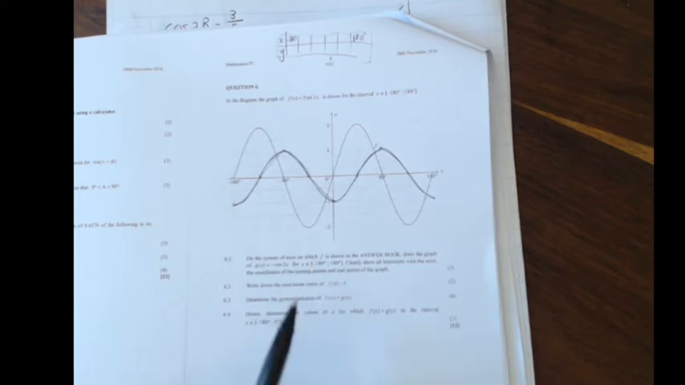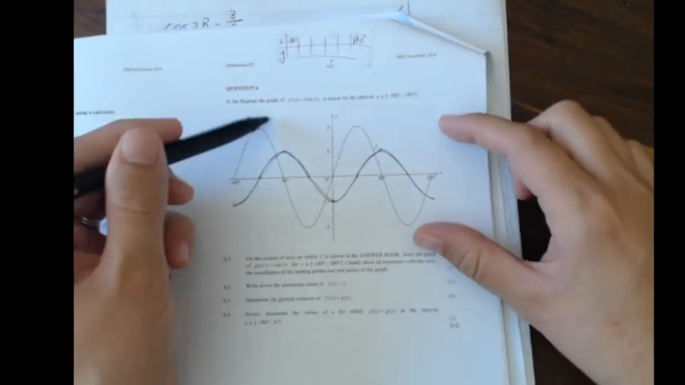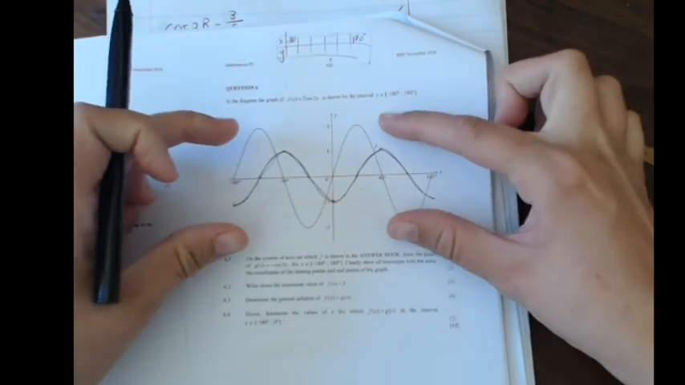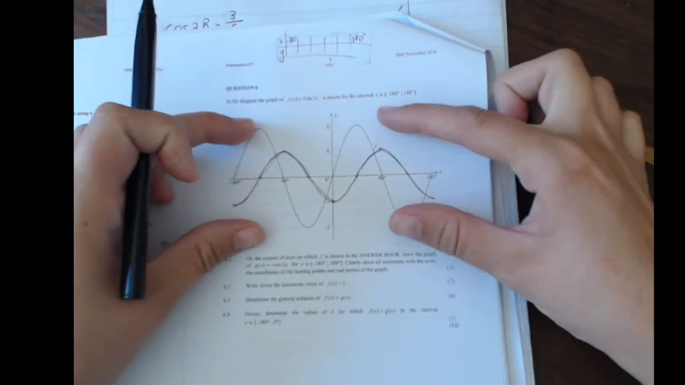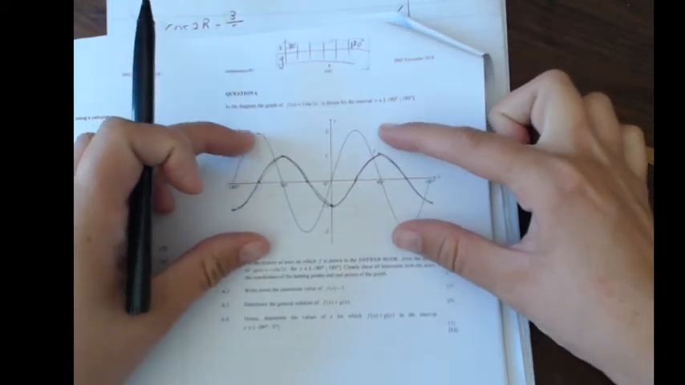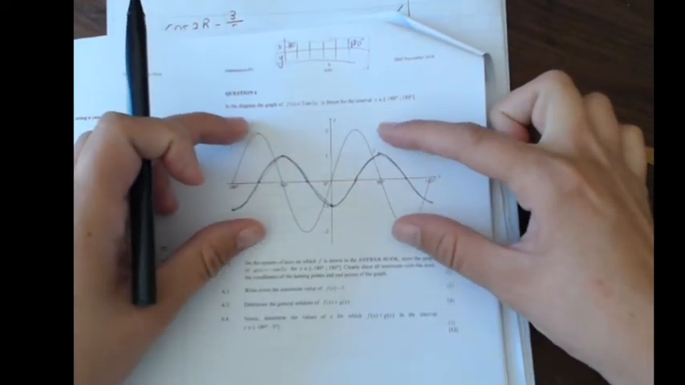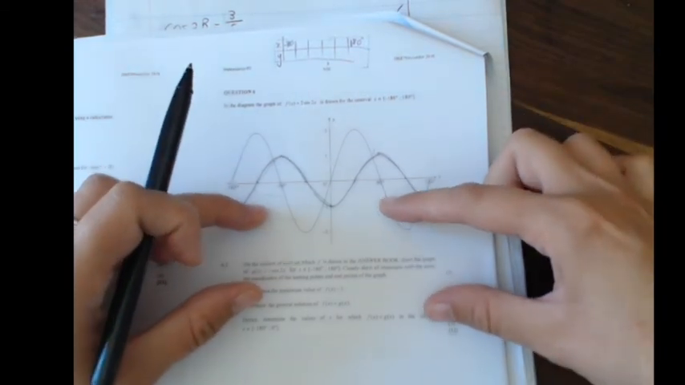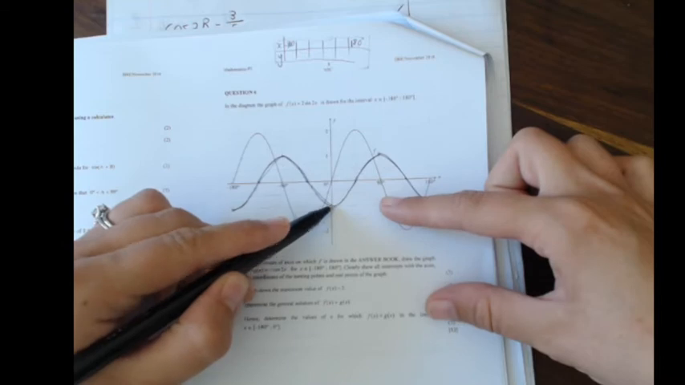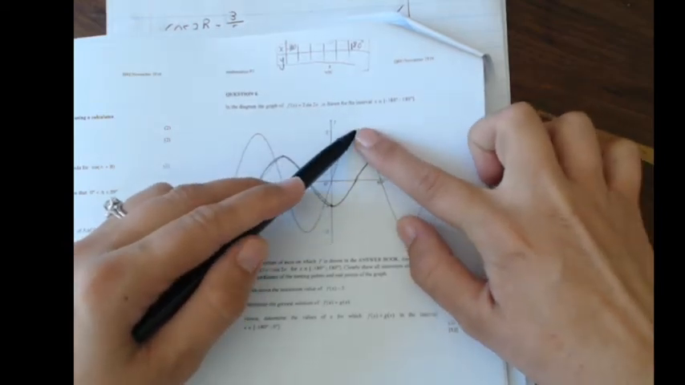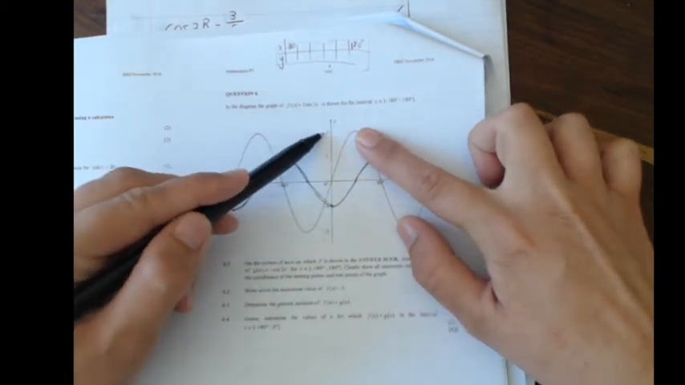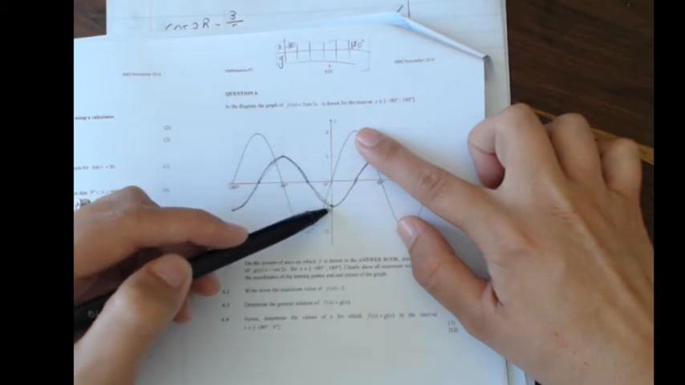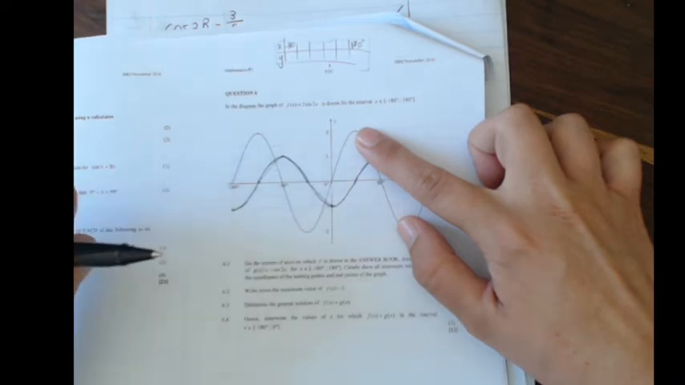So there's my sketch. Write down the maximum value of f(x) minus 3. So my f(x) is the graph that they sketched on here. Minus 3 is going to take this graph and move it down 3 units. So it's currently between -2 and 2. Move it down 1, 2, 3. Then the maximum is going to be at -1. The maximum is currently at 2. If I move it down 3 units, 1, 2, 3, the maximum is going to be at -1.